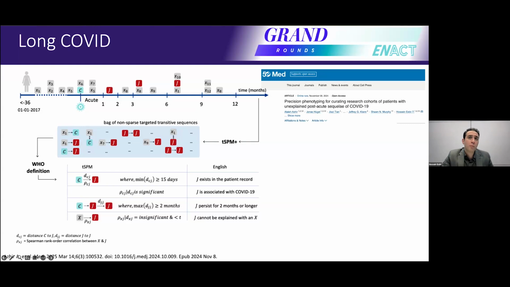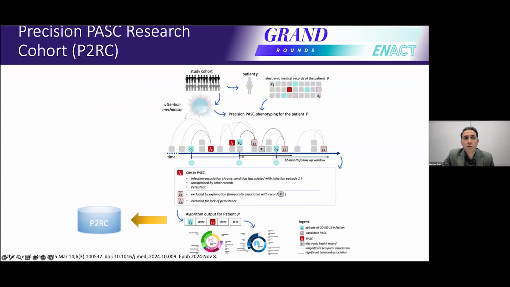I can explain more about this algorithm, and there are details both online and in the manuscript, but I can get back to this if there are questions. But in general, running this algorithm resulted in what we call the precision path research cohort, or P2RC. It's very individualized to each patient.